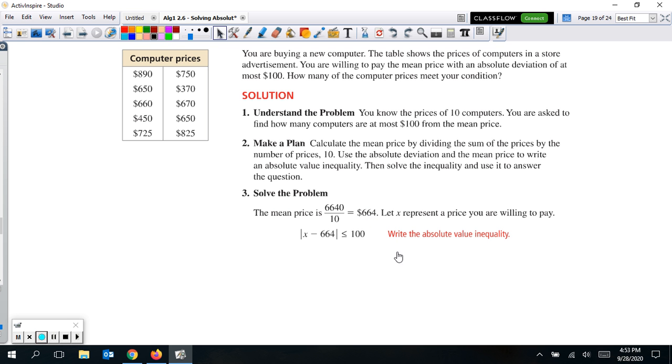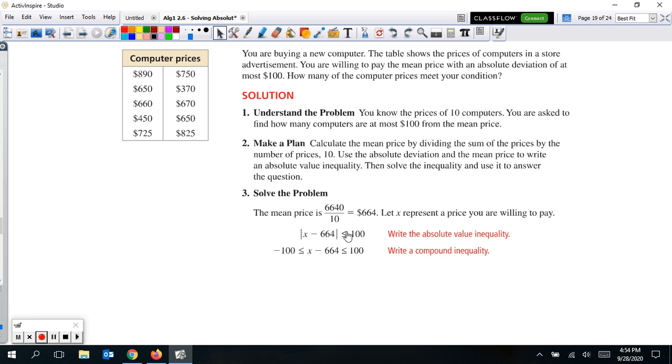So what we want to do is use our absolute value deviation. X minus that given number is less than or equal to the 100 that we want it to be, the give or take $100 number. And so now we just solve this absolute value inequality like we've been solving them. Like I said, this is why it's a connected one, so we can connect it all together. So that's why you're going to see this most often. That's why I had you solve them this way.